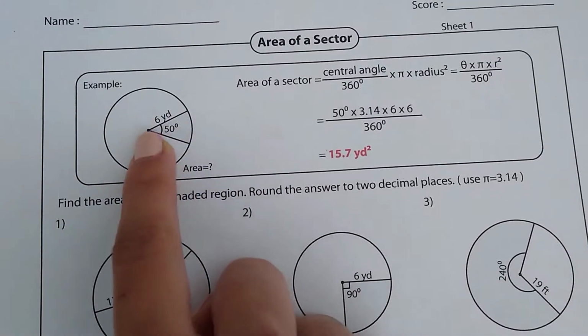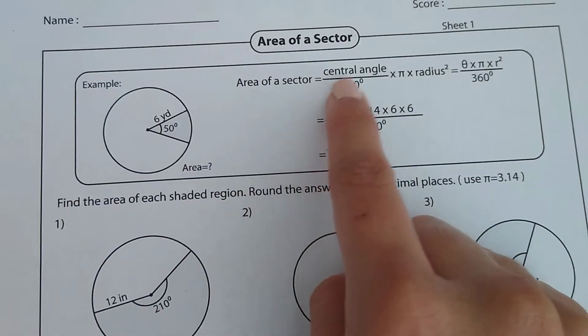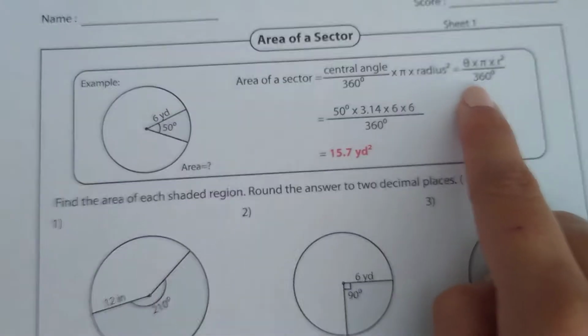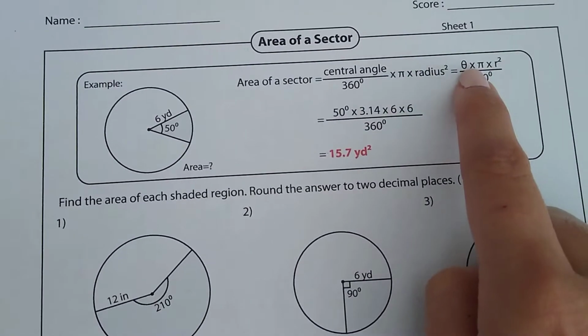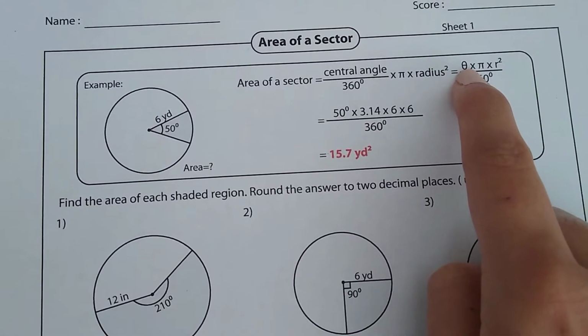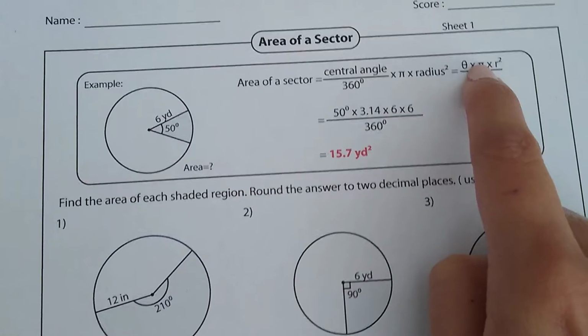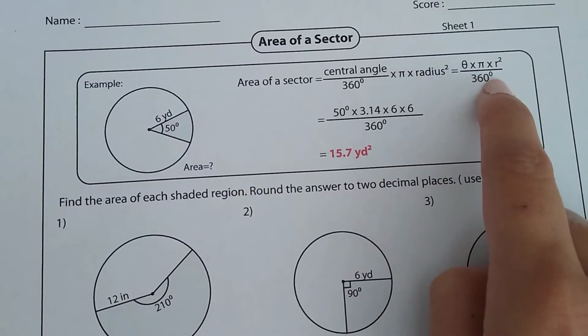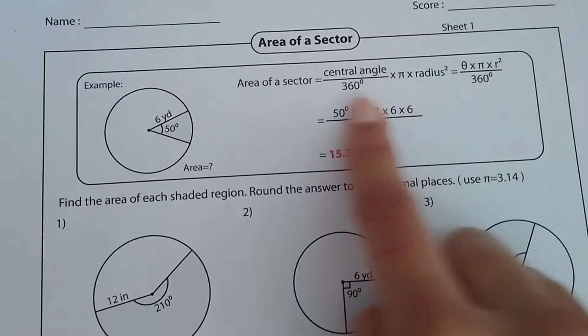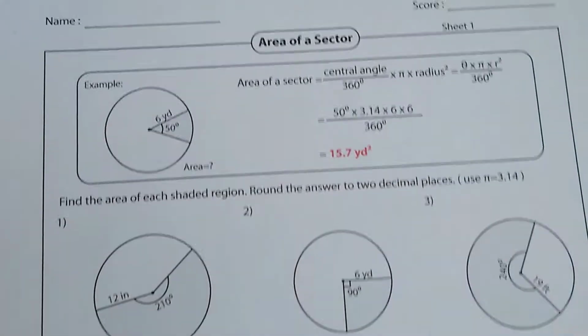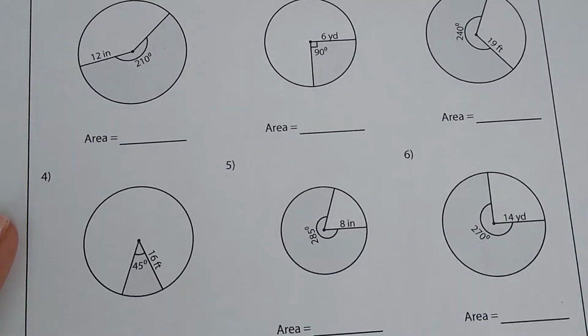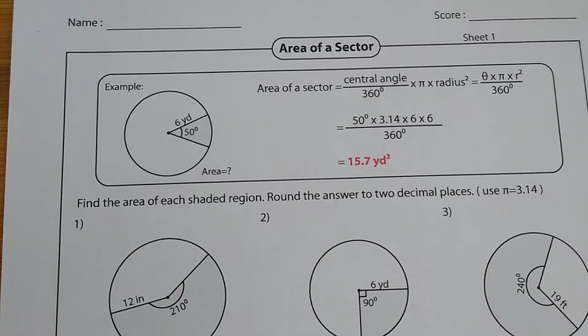So remember that to find the area of a sector, we are using the central angle. We're going to be using this one. So we're using the central angle, multiplying that by the area of a circle, which is pi r squared, and then dividing that by 360, and that would give us the area of a sector. And then we went and we finished these examples.